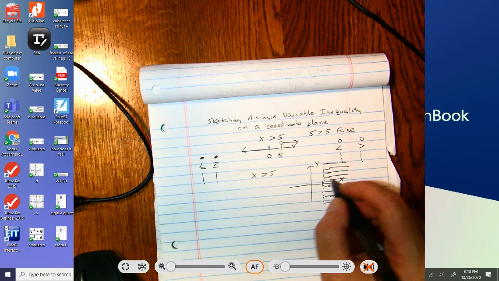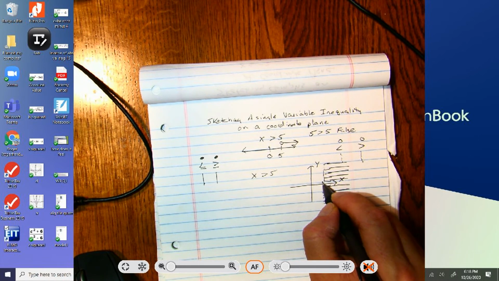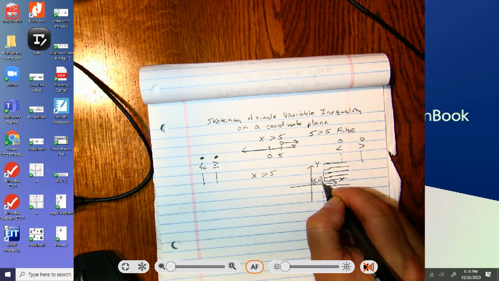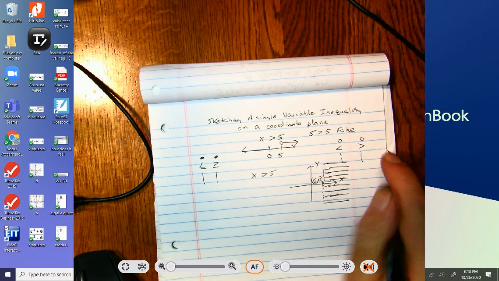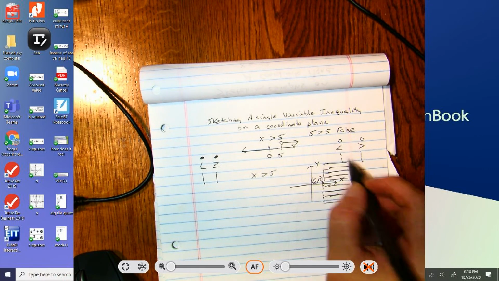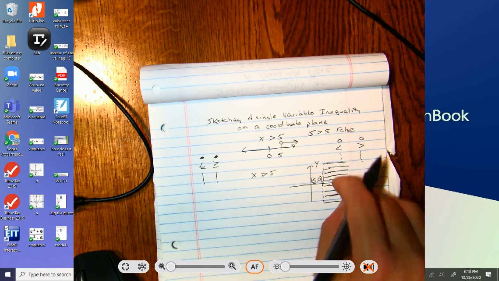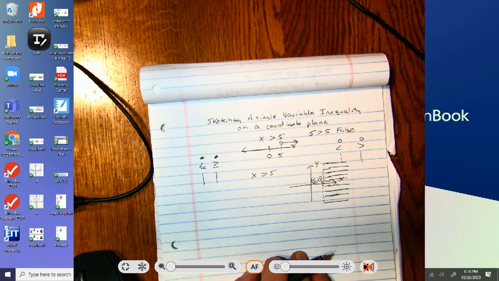And so then I will label this point. I'm going to call it 5, 0, because that's what it is, but it is not part of the solution. Every value that goes out, it's like the number line, but it is different. So we want to learn how to do this because later on we will do this with 2 equations, with 2 variables. It'll be great.